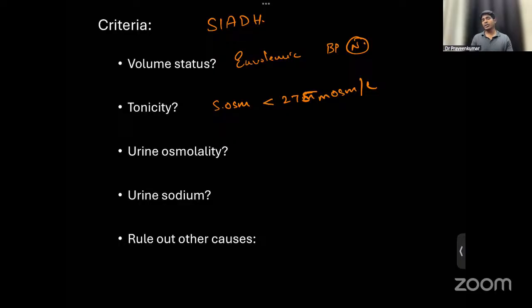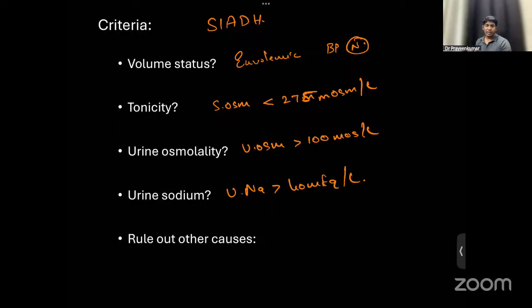Okay. Urine osmolality. How will the urine be? You are reabsorbing all the water from the urine. So the urine will be hyperosmolar. Urine osmolality will be more than 100 milliosmoles. If the urine is concentrated, what will be the urine sodium level? Will it be less or more? Urine sodium is going to be high, more than 40 milliequivalents.